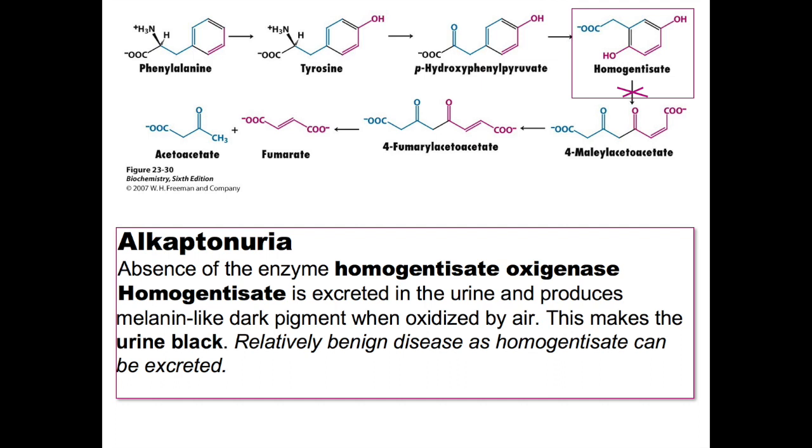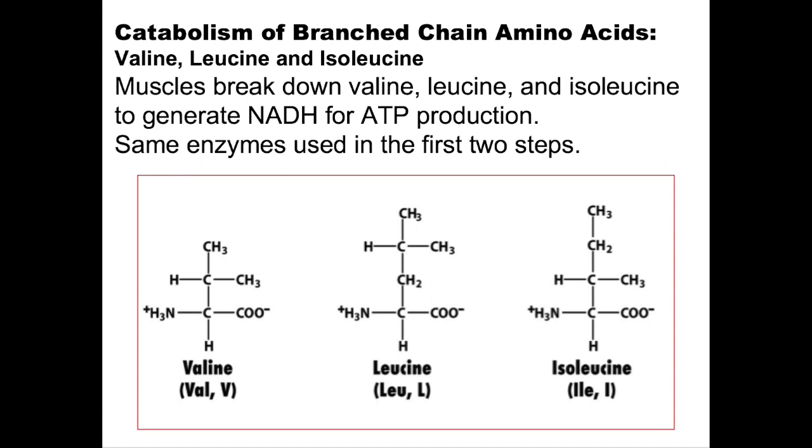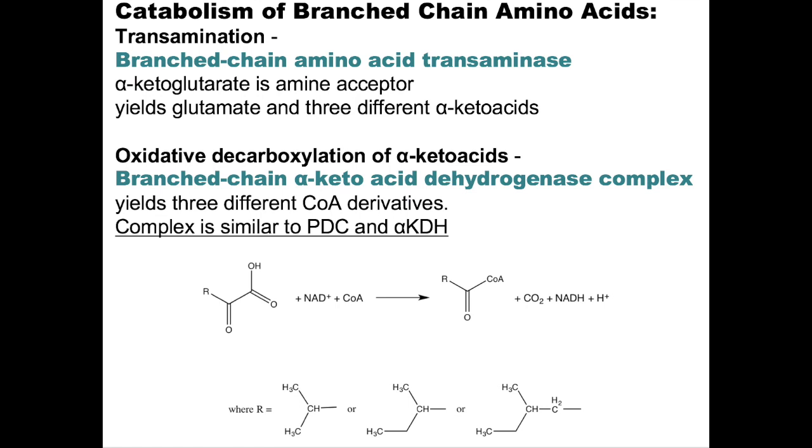And the last thing we're going to talk about is the catabolism of branched-chain amino acids. This is the breakdown of valine, leucine, and isoleucine. We know that this catabolism occurs in the muscles in order to generate energy. The first two steps in the catabolism of all of these amino acids are the same. The first thing that's done is a transamination, and this is catalyzed by the branched-chain amino acid transaminase, and alpha-ketoglutarate is the amino group acceptor. This yields glutamate and 3 different alpha-keto acids.